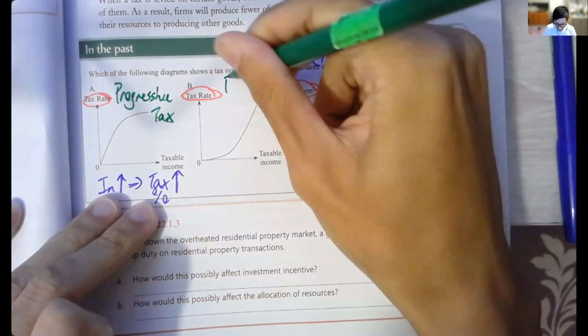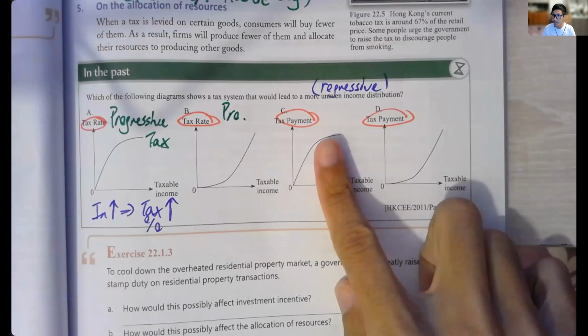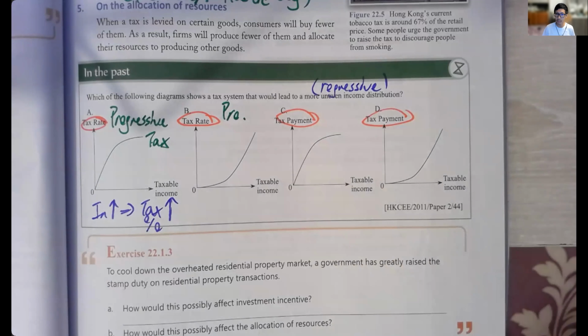OK, 兩隻都係 progressive 啊。Now, what about next two? You see, next two, this time we talk about tax payment. 今次唔係講 tax rates 啦。So when we talk about tax payment, remember our reference point.